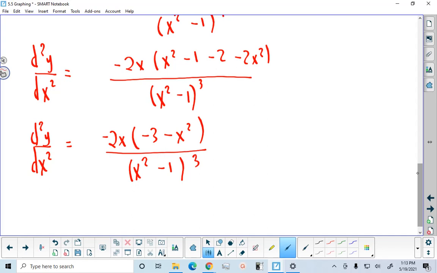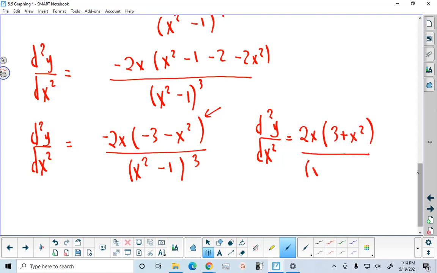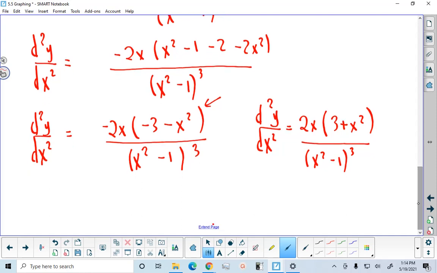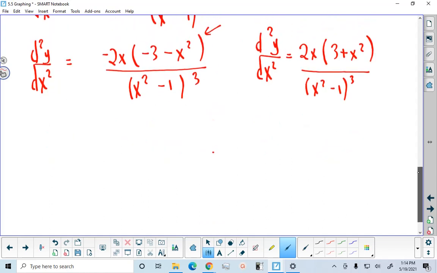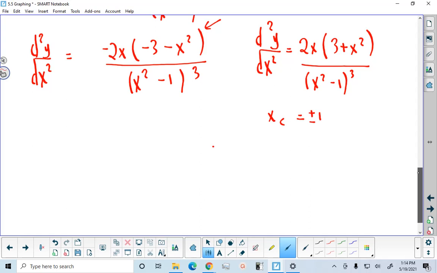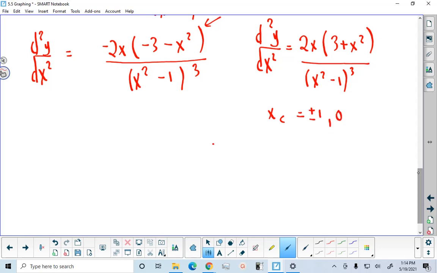By the way, I can simplify this greatly by multiplying that negative through, or if you like, factoring a negative out of this binomial and canceling it with the negative in front of the 2 to get d2y dx squared equals 2x times 3 plus x squared over x squared minus 1 cubed, giving me critical values of plus or minus 1 and 0. 0 for the x in the numerator, and plus or minus 1 for the denominator.